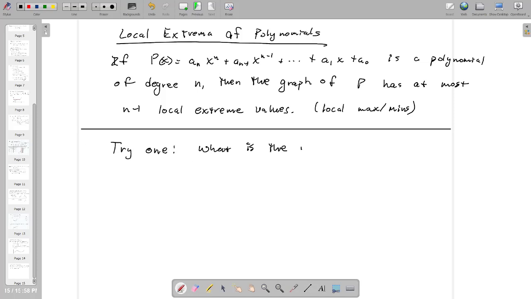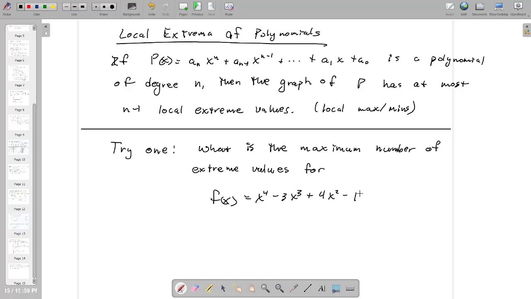Try one. What is the maximum number of extreme values for the function f of x equals x to the 4th minus 3x cubed plus 4x squared minus 12x plus 28? I'm just asking for the maximum number of extreme values. You don't need to tell me how many there actually are.